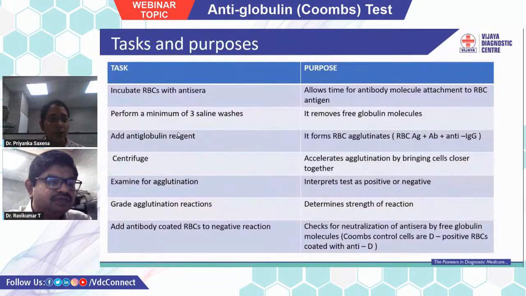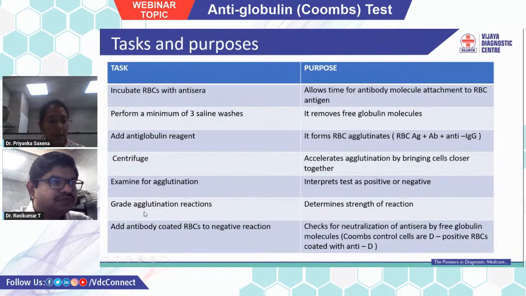Now, why do we need to do these things? Incubating RBCs with antisera is done to give time for antibody molecules to attach to the antigens on the RBC surface. And a minimum of 3 saline washes has to be done to remove any free globulin molecules. Anti-globulin reagent is added to form RBC agglutinates. Centrifugation is done to accelerate the process of agglutination by bringing the cells closer together. And agglutination has to be examined to interpret the result as positive or negative. Grading is done to determine the strength of reaction.